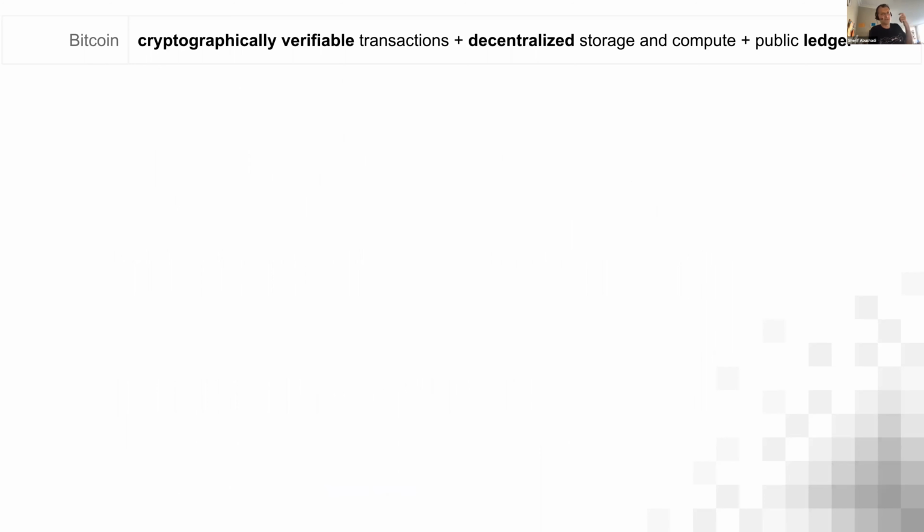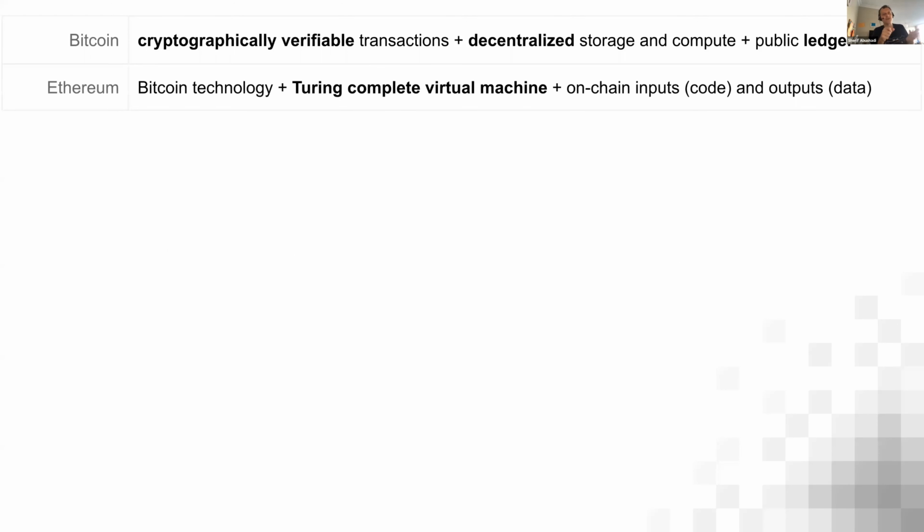So what is Bitcoin? It's basically this final thing here: cryptographically verifiable transactions plus decentralized storage and compute, and then a public ledger. These three ingredients, you mix them together, you get Bitcoin. Ethereum is that same technology, and then on top of it, we put this Turing complete virtual machine, a computer, basically. We can simulate any machine with this machine. It's a place where we can run contracts. That's what Ethereum is on top of this. And then the inputs to this machine are code and data from the blockchain, from this base layer. And the output data is also saved to the blockchain.